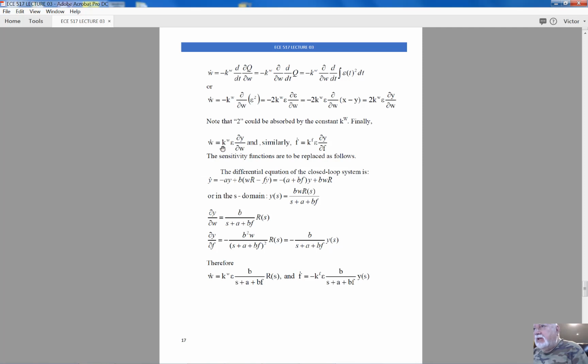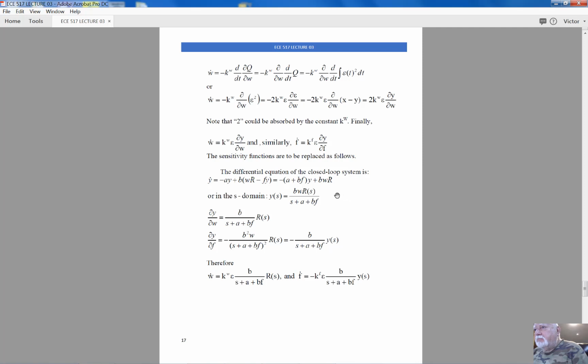Similarly, I define the derivative of the parameter W finally in this form. And I guess the derivative of parameter F, gain in the feedback, would be defined by a very similar expression.